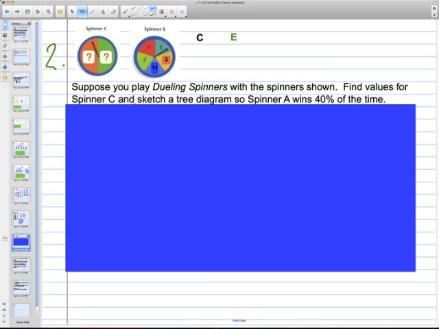Suppose you're playing dueling spinners with the spinners that are shown. Find values for spinner C and sketch a tree diagram so spinner A wins 40% of the time. Use guess and check to help solve this problem. Press play when you're ready to check your tree diagram and your possibilities for spinner C.